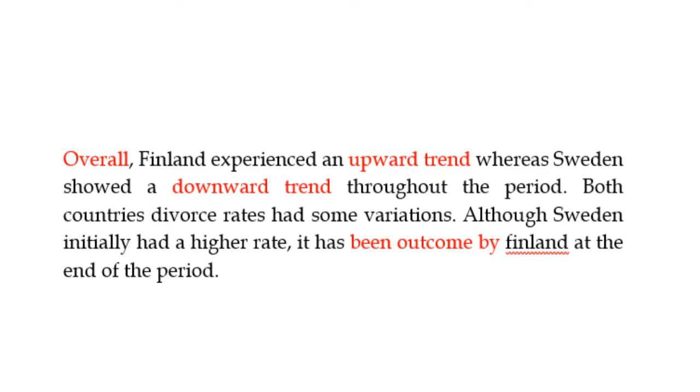Overall, Finland experienced an upward trend, whereas Sweden showed a downward trend throughout the period. Both countries' divorce rates had some variations. Although Sweden initially had a higher rate, it has been outdone by Finland at the end of the period.